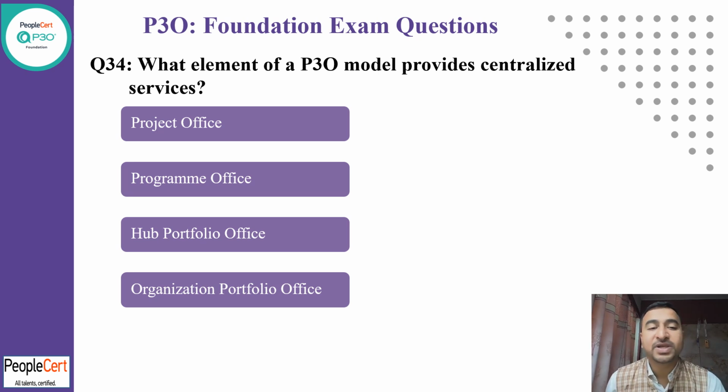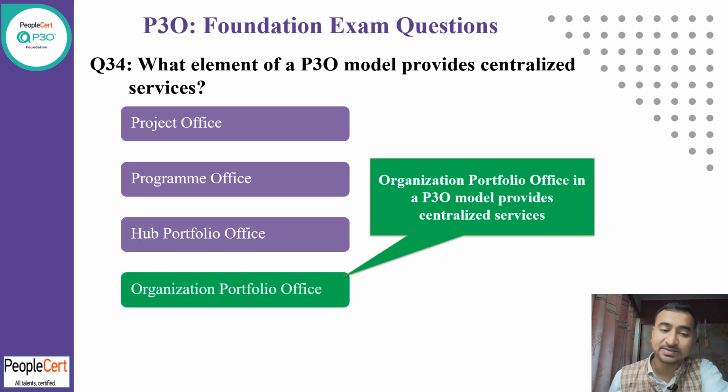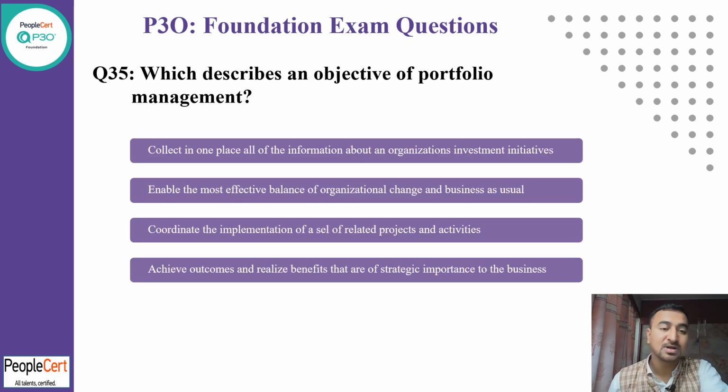Question number 34. What element of a P3O model provides centralized services? So project office, program office, hub portfolio office, or organization portfolio office. As you see, centralized services. I believe the organization portfolio office is providing centralized services. There are centralized models and decentralized models. So I believe D is the correct answer, because the organization portfolio office in the P3O model will provide centralized services.